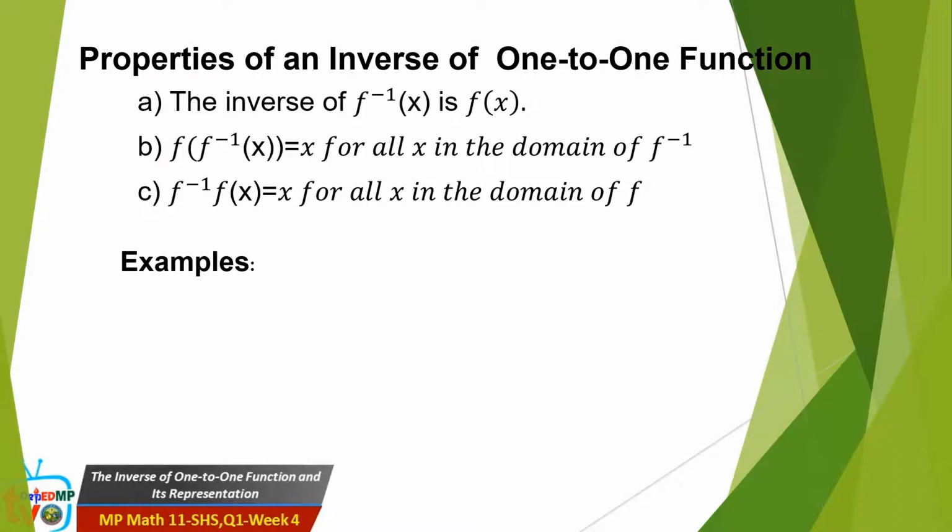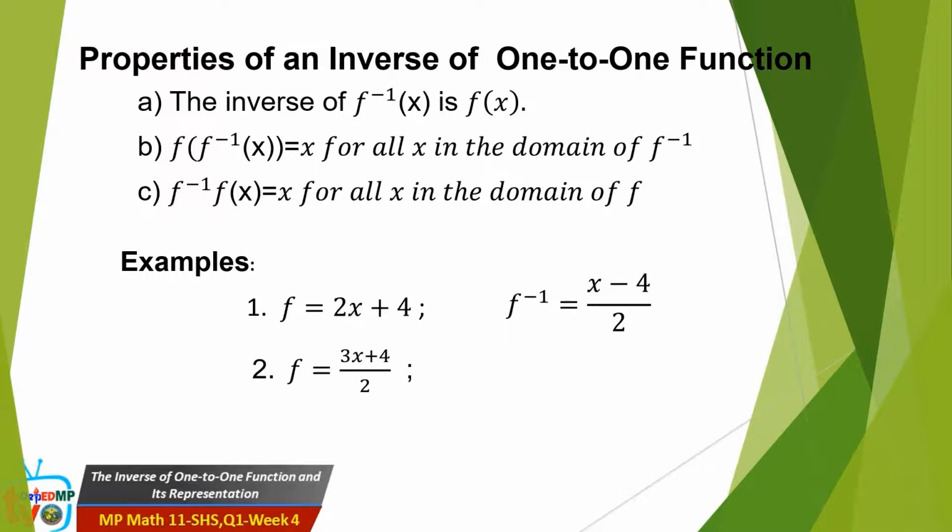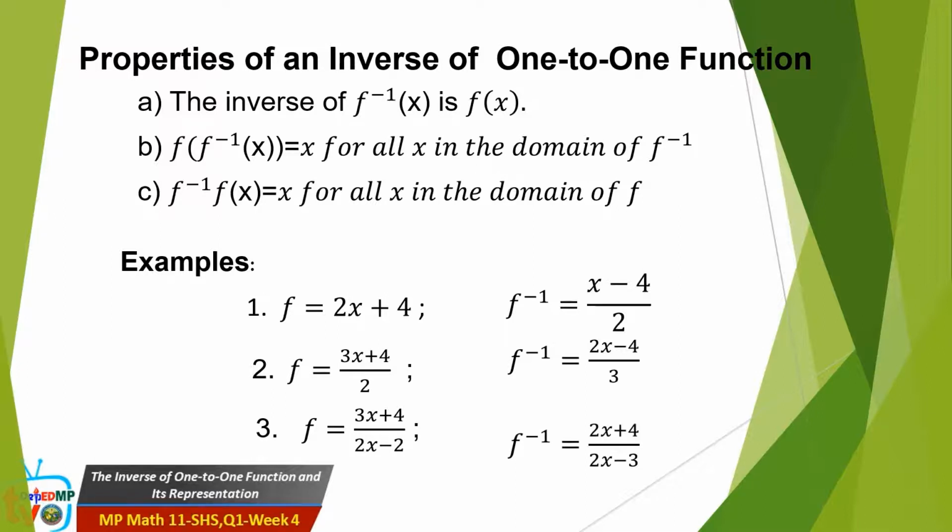There are more solved examples of one-to-one function and its inverse. Number 1. The function 2x plus 4, its inverse function is x minus 4 over 2. Number 2. The function 3x plus 4 over 2, its inverse function is 2x minus 4 over 3. And number 3, the function 3x plus 4 over 2x minus 2, its inverse function is 2x plus 4 over 2x minus 3.